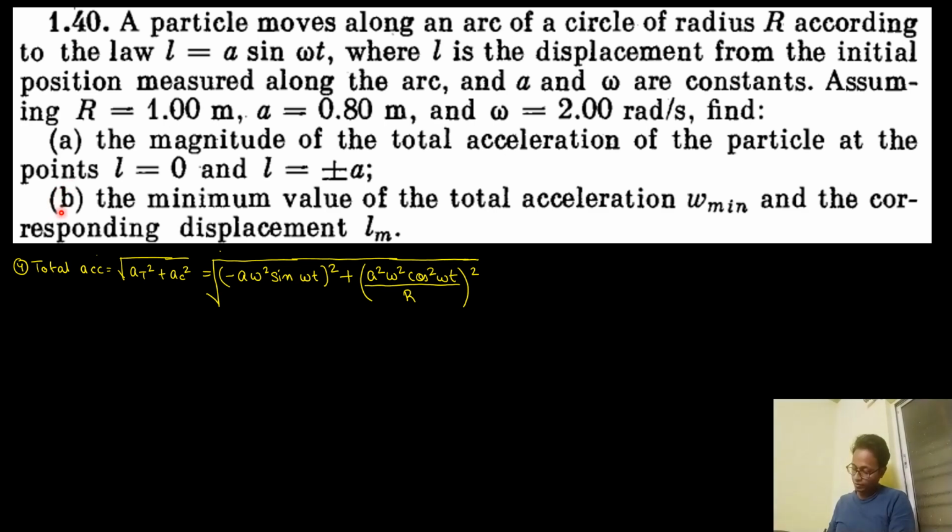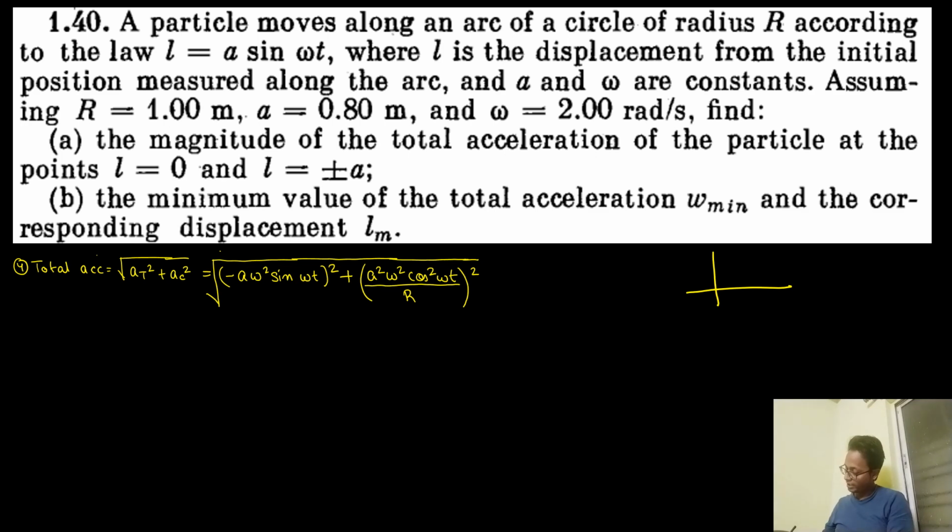Now the second part of the question, the minimum value of total acceleration corresponding to displacement L. Whenever minimum or maximum is asked, just differentiate it and make it equal to 0. So differentiate with respect to what? In this equation, I get total acceleration with respect to time. What is the only variable out here? A is constant, omega is constant. The only variable is time.